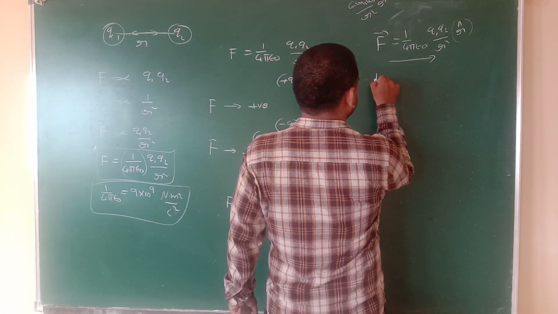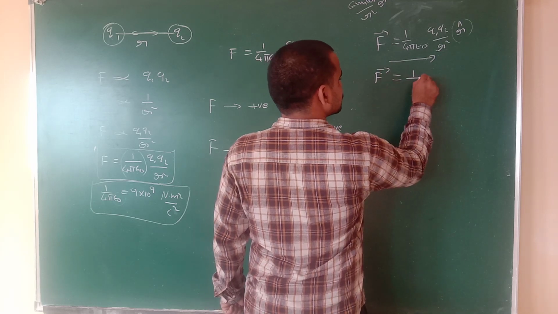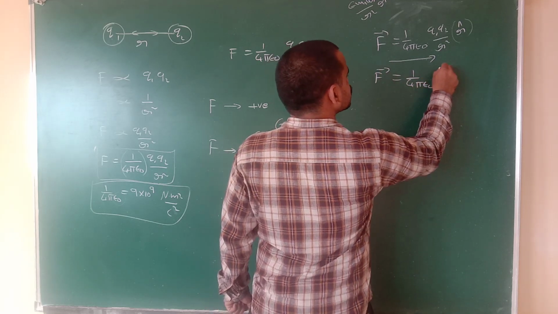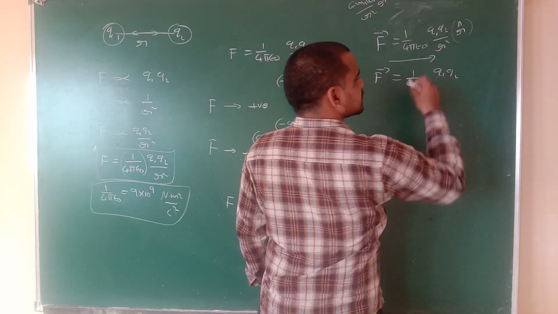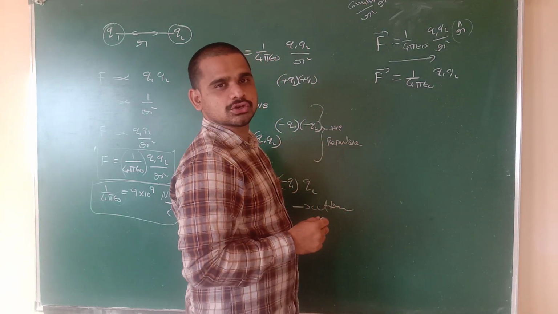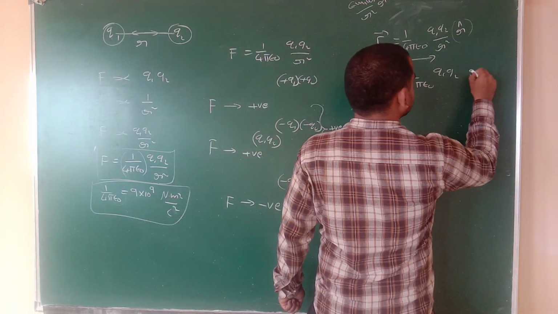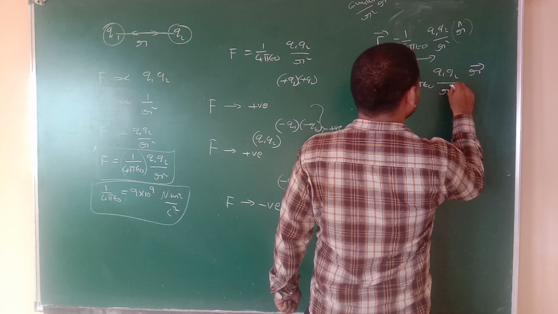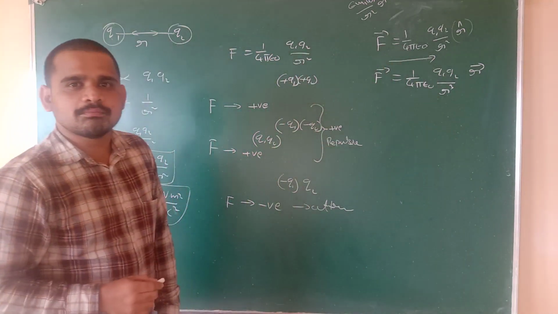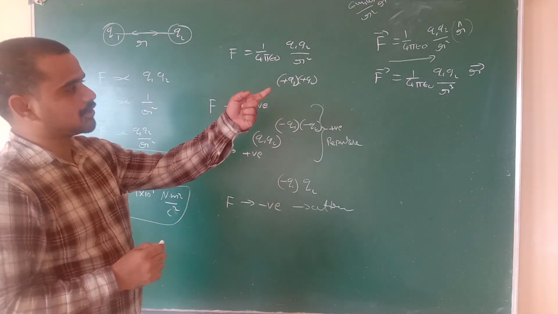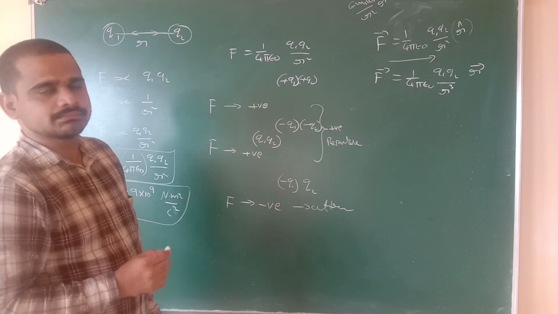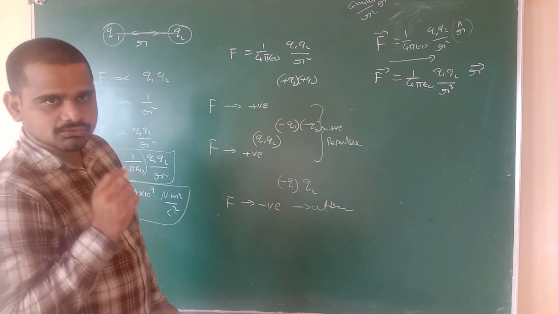So the vector form of this force again we can write as 1 by 4 pi epsilon naught q1 q2. How to write the unit vector? R cap is r bar by mod r. R bar by mod r is the vector notation we can write here.